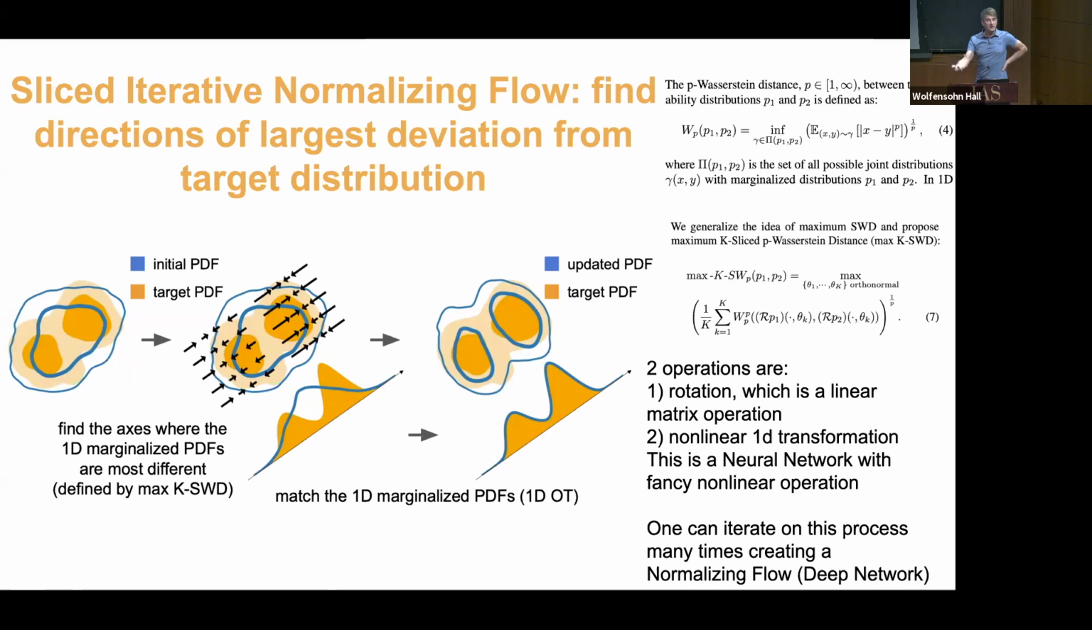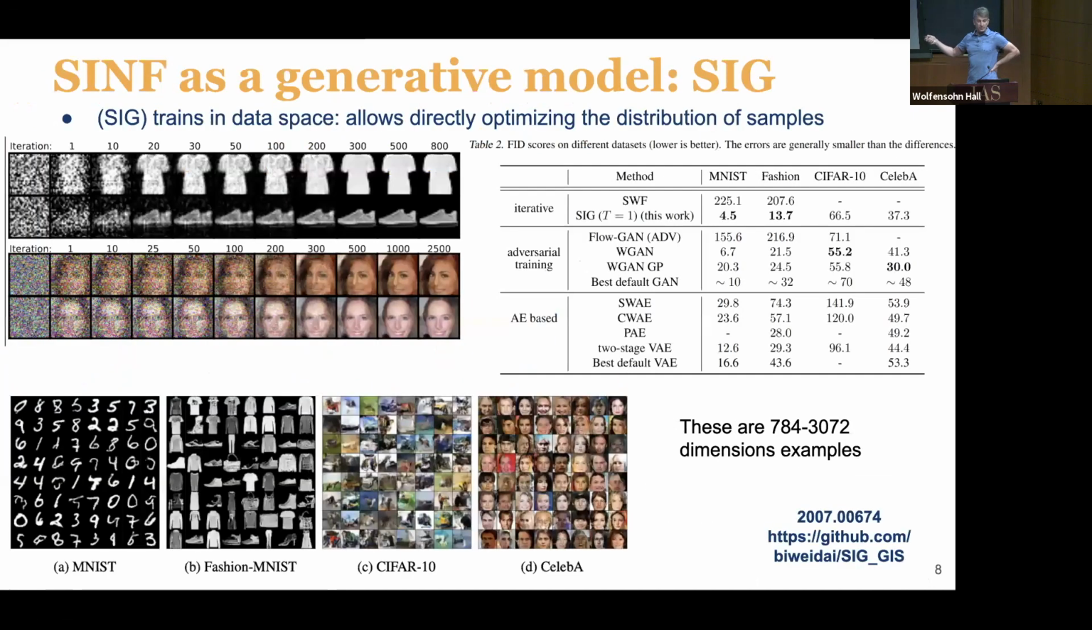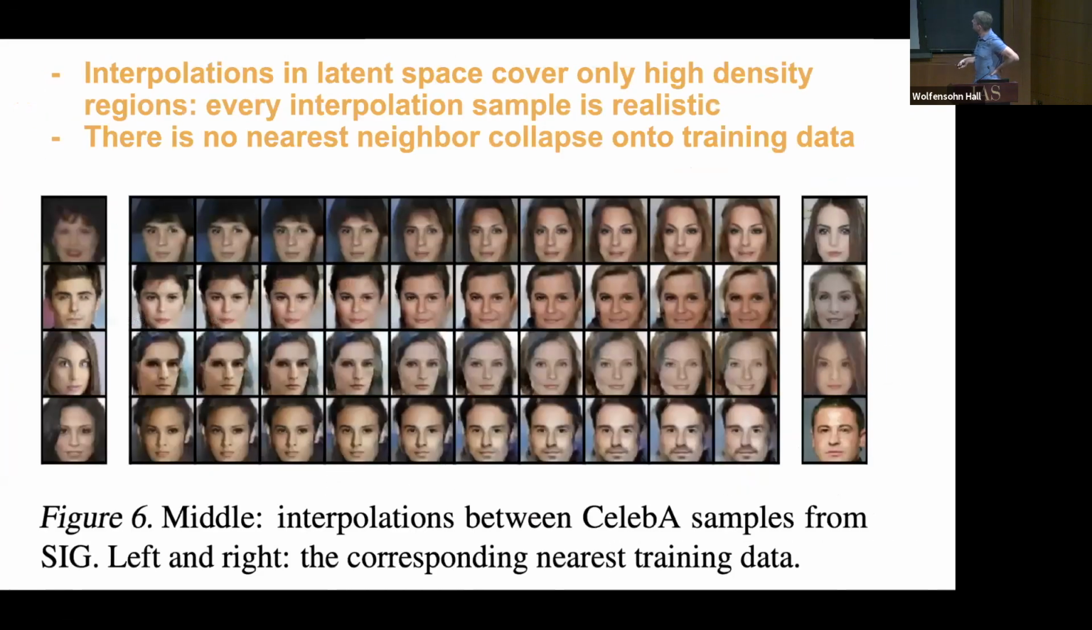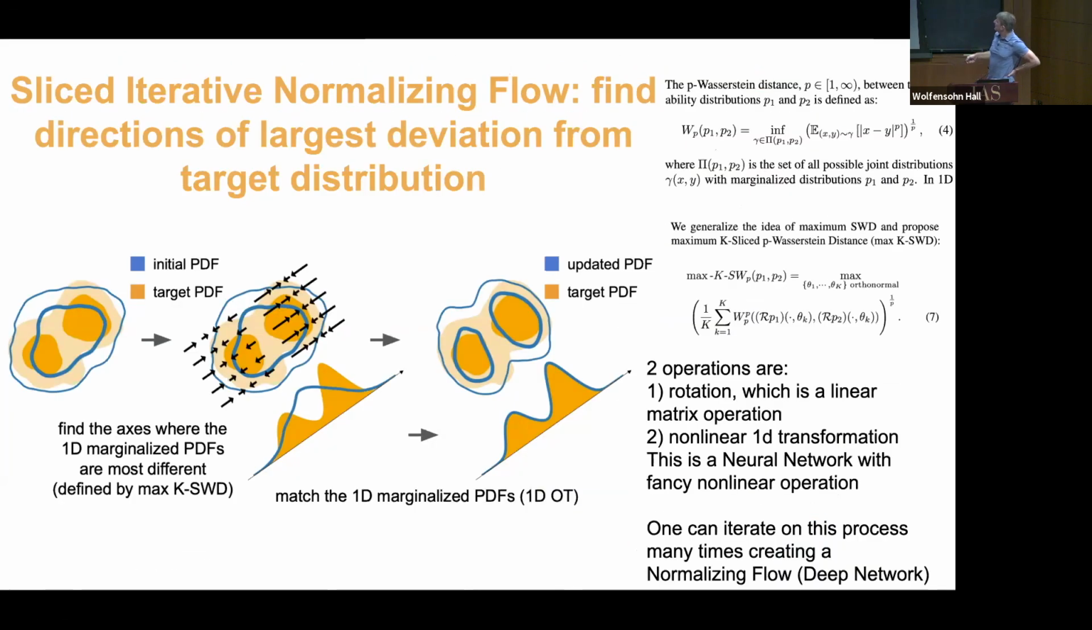So you can just keep doing this. Now you can look for another direction, and just keep doing this, and you can stack it together as a flow. It turns out this has the same architecture as a typical neural network. First, these projections are just linear operations: you're rotating the data, multiplying with linear algebra rotation matrices. Then you're doing some 1D nonlinear transformation, which you can think of as a nonlinearity. So you can think of this as a deep network.